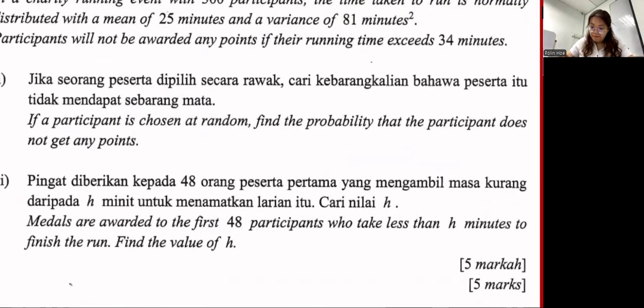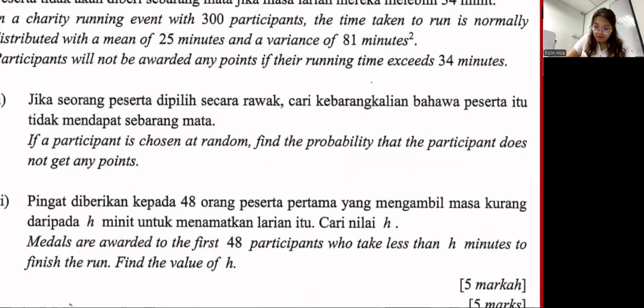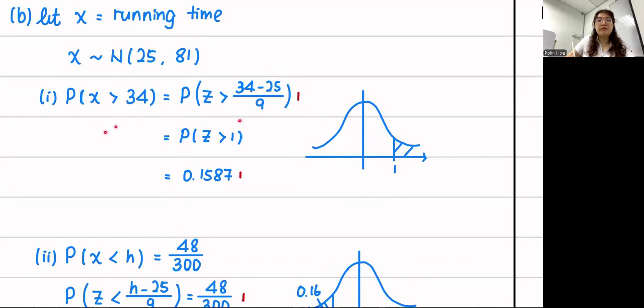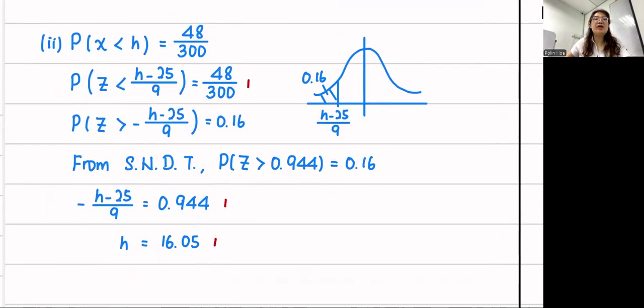Part 1. If a participant is chosen at random, find the probability that the participant does not get any points. Go back to this: participants will not be awarded any points if their running time exceeds 34. So since this participant does not get any points, the time taken is more than 34. So I go: X is bigger than 34. I apply the formula Z equals X minus mean over standard deviation. I got this, I draw it out, I check my standard normal distribution table, I get this value. Settled. This part is easy, but part B will be slightly complicated.